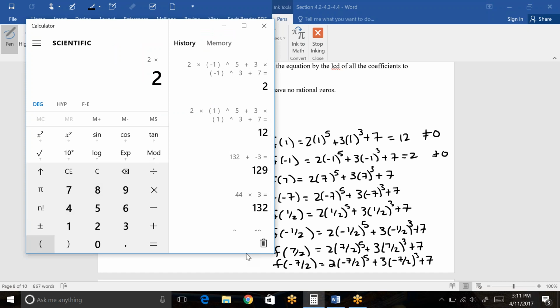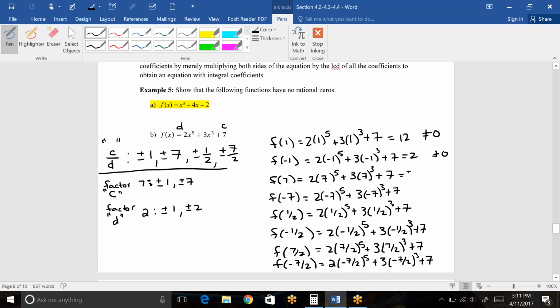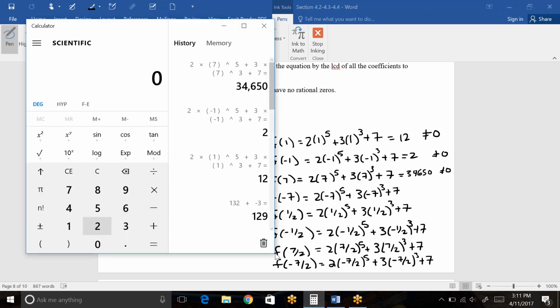2 times 7 to the 5th plus 3 times 7 to the 3rd. Notice this is really big. Plus 7 is 34,650. Definitely not 0. Now we have to do negative 7.